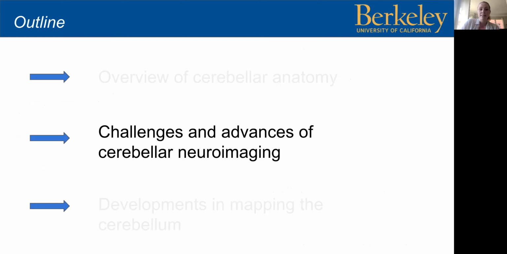Now, despite this large body of work, it's important that we recognize the challenges that researchers have faced in imaging the cerebellum. From physiological artifacts to spatial normalization, there are many reasons why researchers have removed this brain region from the field of view in fMRI research.